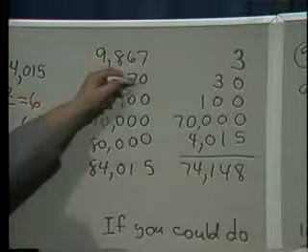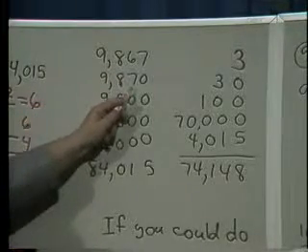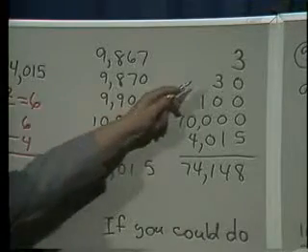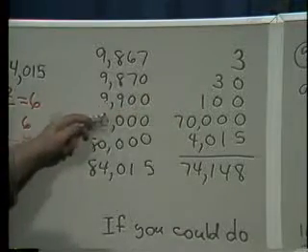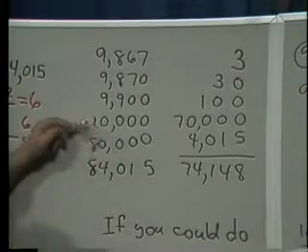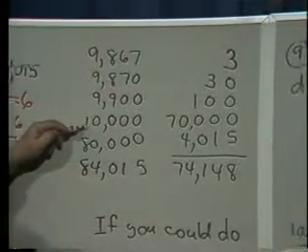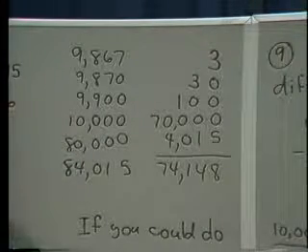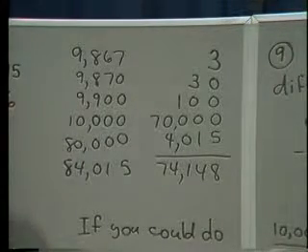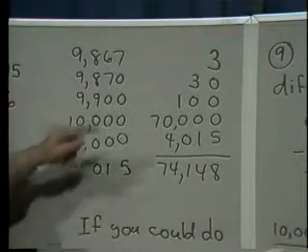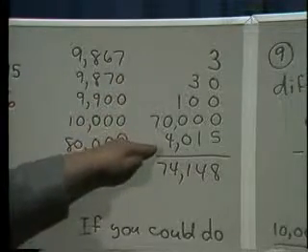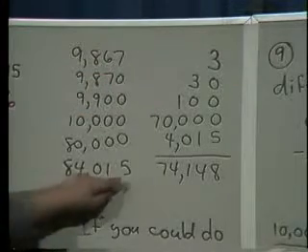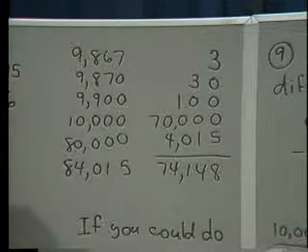to get 9,870. Then I could have added on 30 more to get 9,900. And I'm keeping track of what I'm adding on over here, you see. Then I add on another 100 to get 10,000. Then I add on 70,000 to 10,000 to get 80,000. And then from 80,000 to 84,015, I have to add on 4,015. So if I now add up all the numbers I had to add on to 9,867 to get 84,015, I still wind up with what?